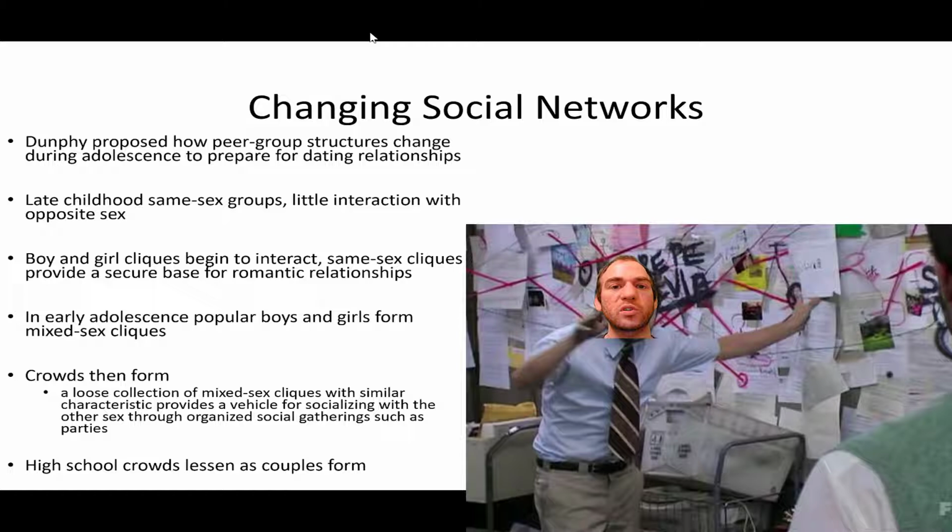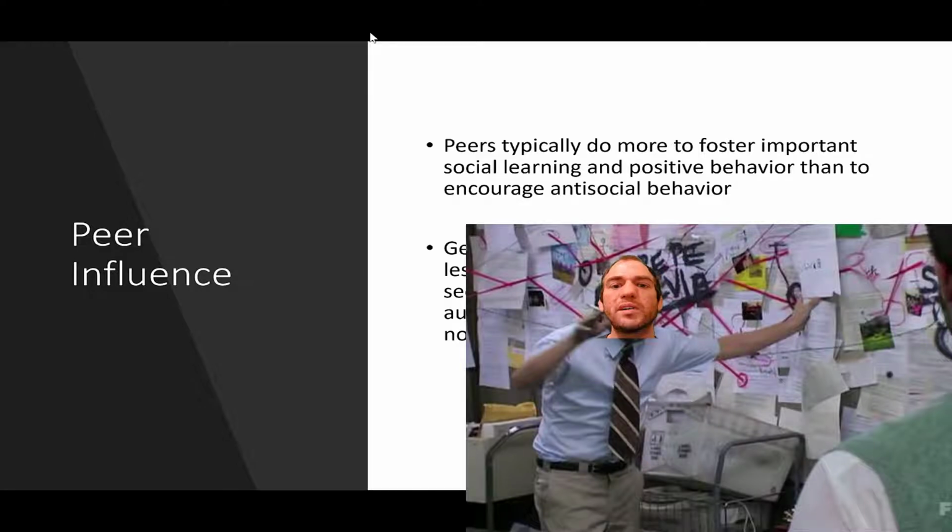And then over time, those same-sex cliques interact with each other as stated, and then this crowd forms, a large collection of mixed-sex cliques, which allows for large social gatherings and then couples to form. And as couples form, crowds dissipate, and people break up into basically couples over time. And that's the proposed model, according to Dunphy. Peer influence. Peers typically do more to foster important social learning and positive behavior than to encourage antisocial behavior.